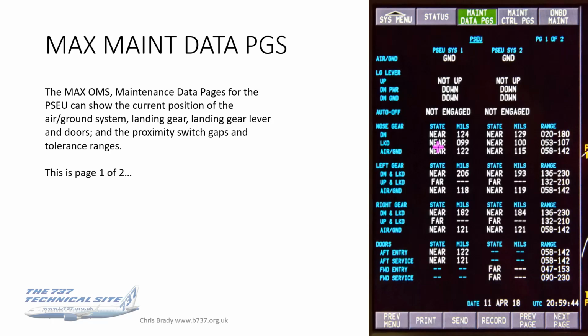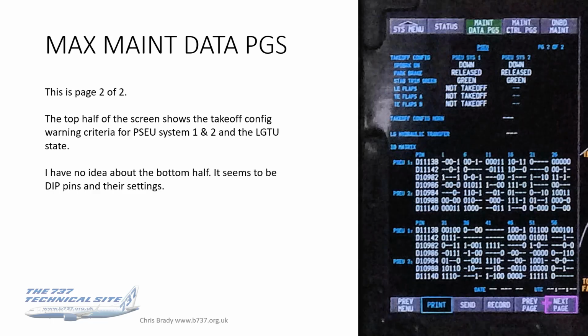So, examples of some of these data pages. The example I've used throughout here is of the PSEU, and as you can see, it's showing the positions of the gear lever, the gear itself, the doors, and which particular doors are open. Also the proximity switch gaps and tolerance ranges. There are two pages of this. That's page 1. This is page 2.